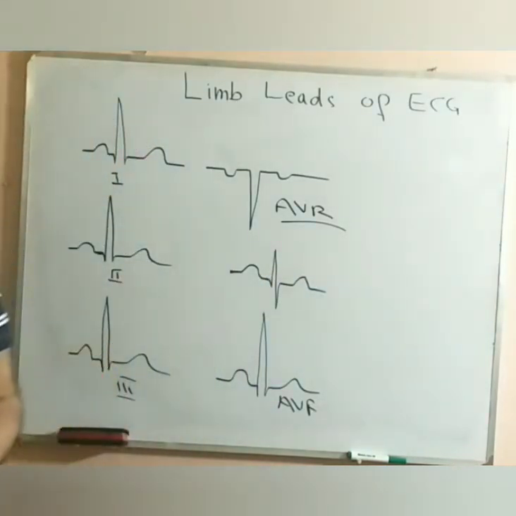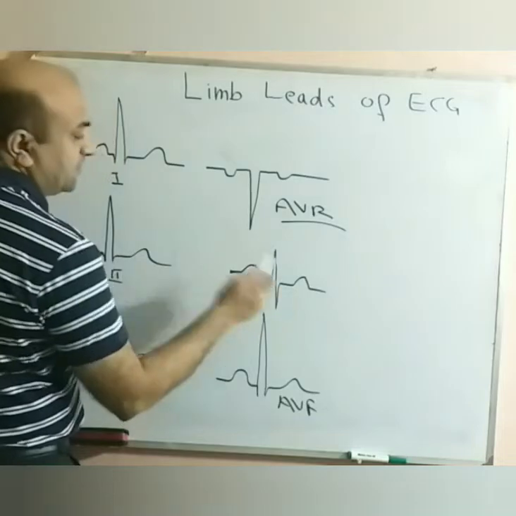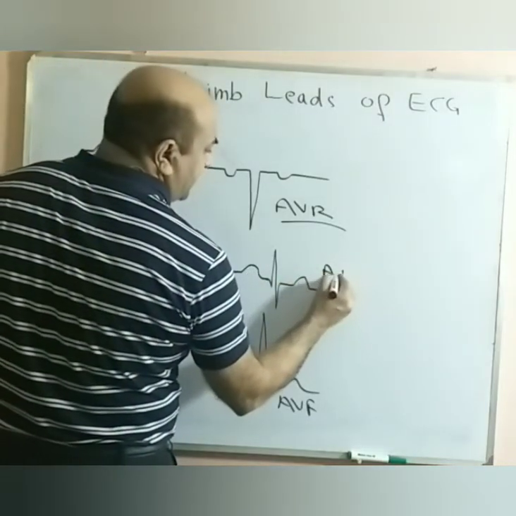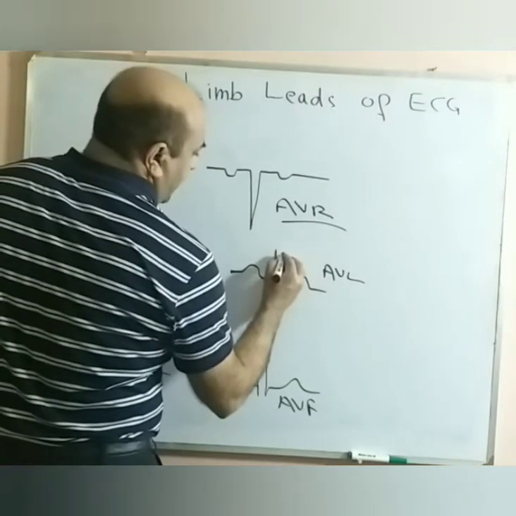So the height of the R and depth of the S are equal. This is known as an isoelectric lead. It means that because of its location perpendicular to the net axis of the heart, which is leftward and downward, the wave of depolarization first goes towards AVL and then goes away from it. So this lead actually sees 50% of the movement of the wave of depolarization towards it and 50% going away from it. So R and S are mostly equal in height and depth.